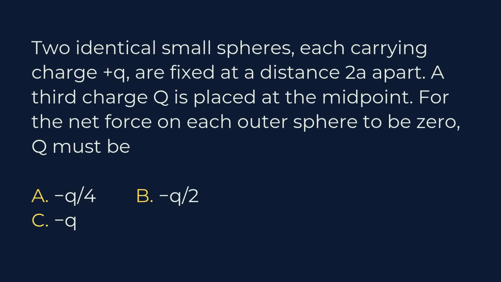Question 76. Two identical small spheres, each carrying charge plus q, are fixed at a distance 2a apart. A third charge q is placed at the midpoint. For the net force on each outer sphere to be zero, q must be: a) minus q by 4, b) minus q by 2, c) minus q.